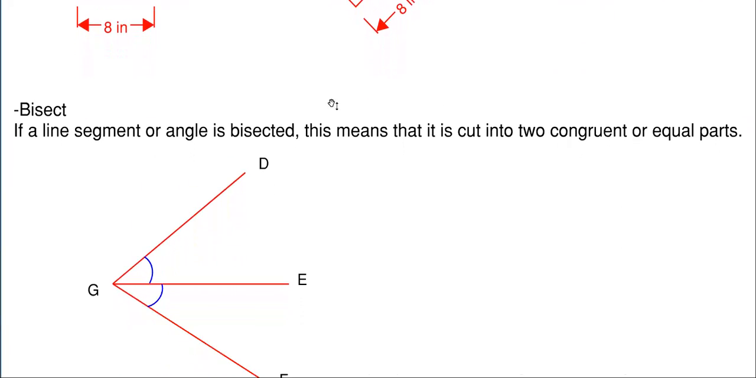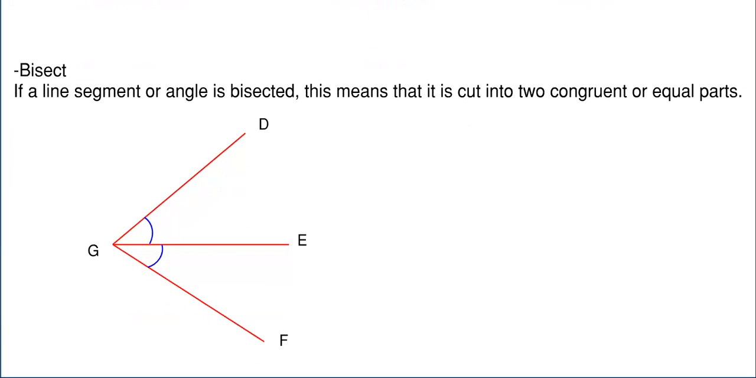I thought we had one more on this page. So bisect is our last one for this page. And bisect, the definition of this is if a line segment or an angle is bisected, this means that it is cut into two congruent or equal parts.